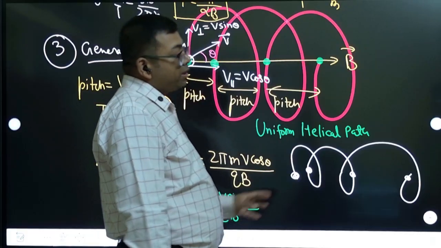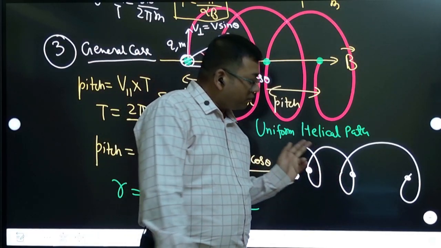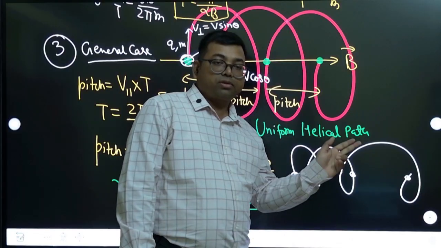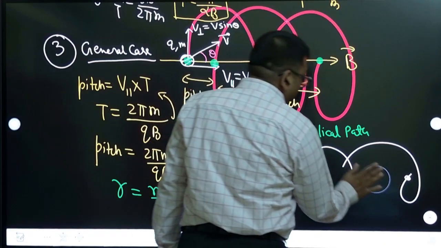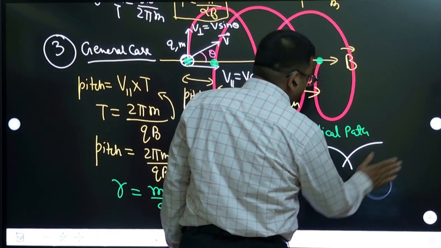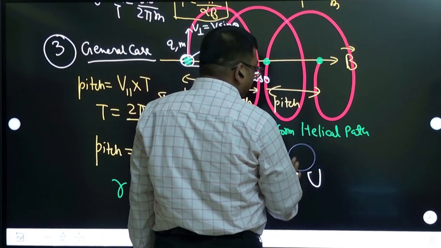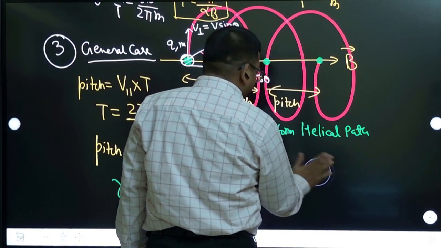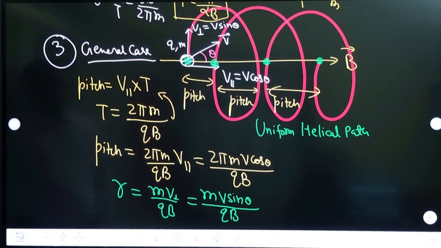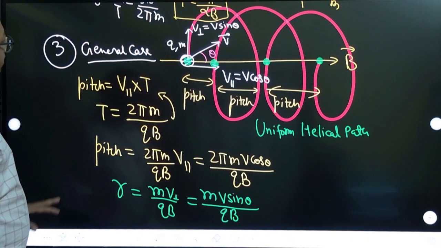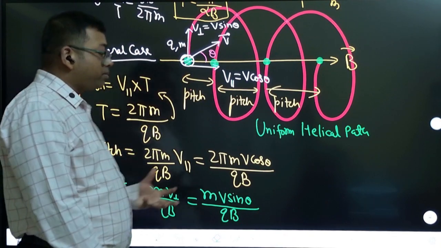A non-uniform helix is also possible if the speed increases in this direction, right? That is also possible, but right now in NCERT it is not there. Non-uniform helix is not. Maybe in NEET it can happen, but not in this one. So that's what the radius is. So this is all about magnetic force.